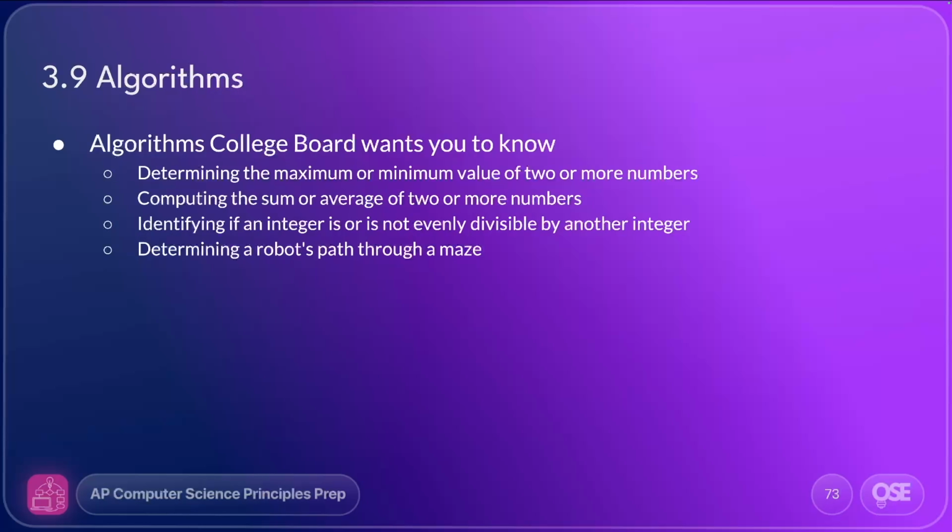3.9 is about algorithms. And here are some that the College Board wants you to know to succeed on the AP test. You have to determine the maximum or minimum value of two or more numbers. You have to compute the sum or average of two or more numbers. Identify if something is not evenly divisible by another integer. You can use the mod for that. And determining a robot's path through a maze. Yeah, a couple of questions are going to be about some robot that moves, and there's a certain amount of functions, and you have to see where the robot goes. If it's turn left, turn right, you'll get it.